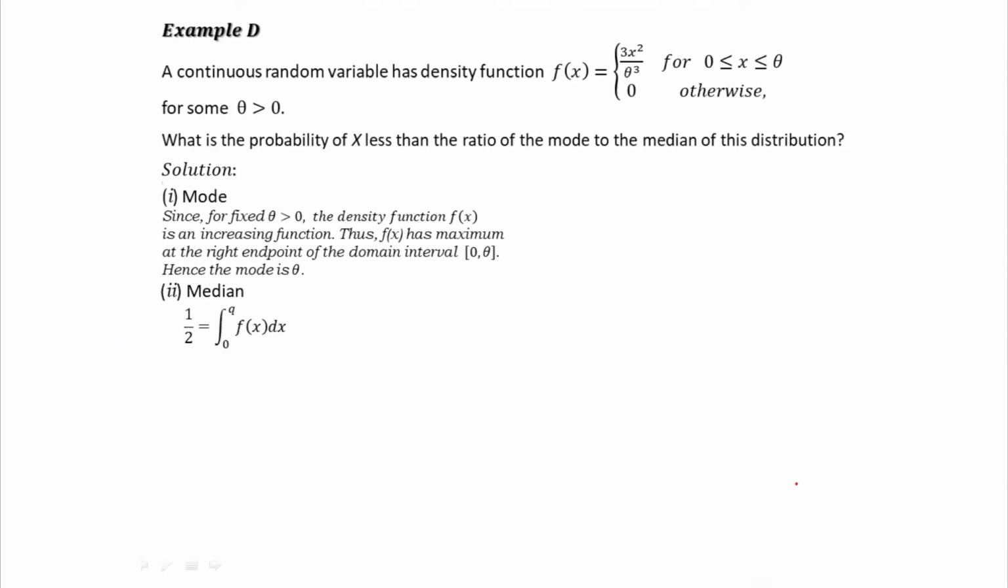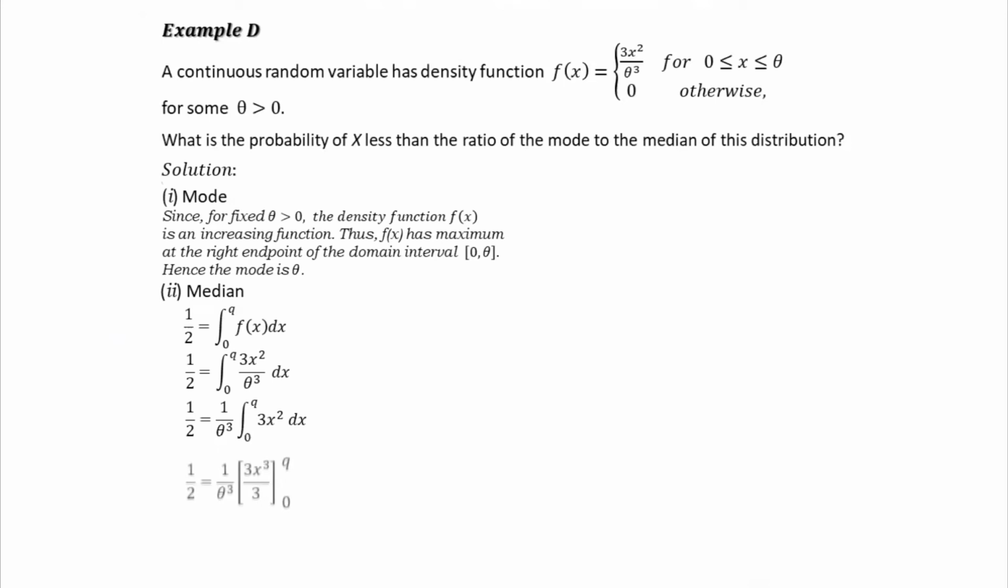So in this case, we need to find the q whose area to the left of that is 1/2. Now, we know that our f of x, which is the probability density function, is equal to 3x squared over theta cubed. Then we need to integrate this function with respect to x from 0 to q, and factoring out our constant, which is theta cubed in the denominator, we have 1 over theta cubed times the integral of our 3x squared dx from 0 to q.